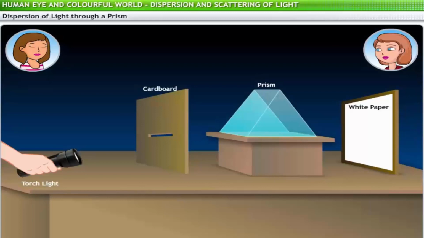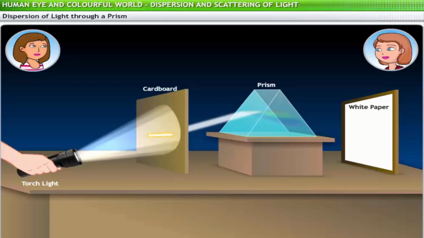Suppose you replace the cardboard having a small pinhole with a cardboard having a horizontal slit, that is, an extended light source. The vertical strip of colors you just saw expands to bring out bands of colors similar to a rainbow. There! Doesn't that look like a tiny rainbow?